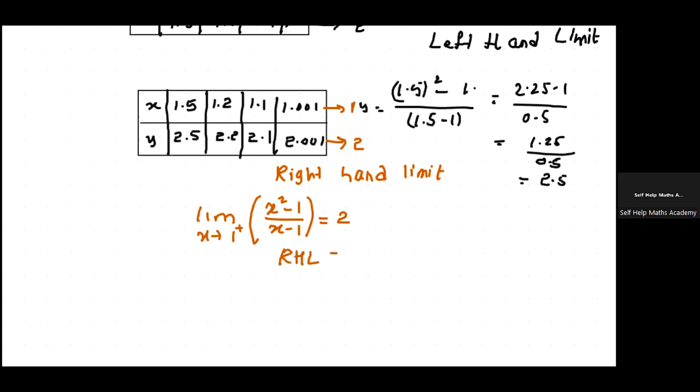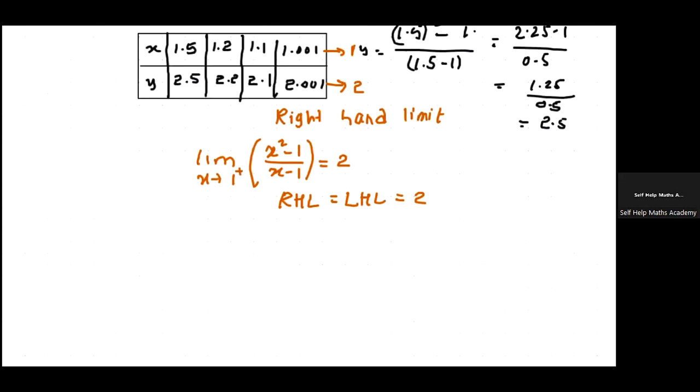Both are equal, which is equal to 2. Okay, in this particular example, then in general, we say that this limit as x approaches 1 is 2. So when the left hand limit and right hand limit are equal, then in general we say that this general limit, that is the limit of x square minus 1 divided by x minus 1 as x is approaching 1, is equal to 2.